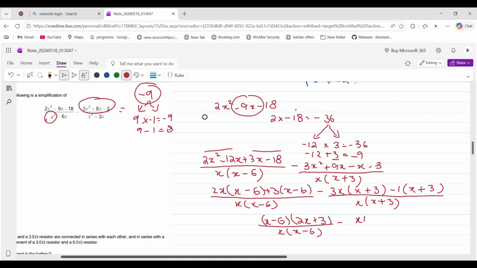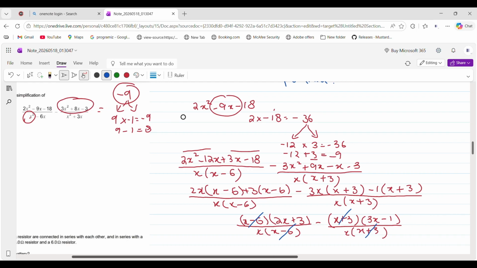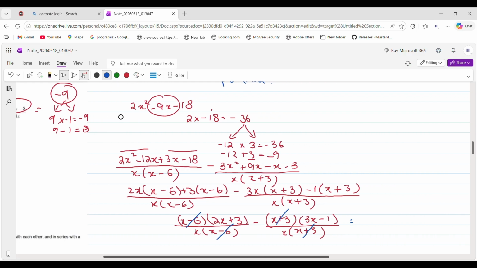Negative, x plus 3 is common, right? And what is left? 3x minus 1. So 3x minus 1, in division, x into x plus 3. Now see, we can cancel out x minus 6, right? And from here, x plus 3, x plus 3. Now what we are left with is 2x plus 3 divided by x, negative sign, 3x minus 1 divided by x.